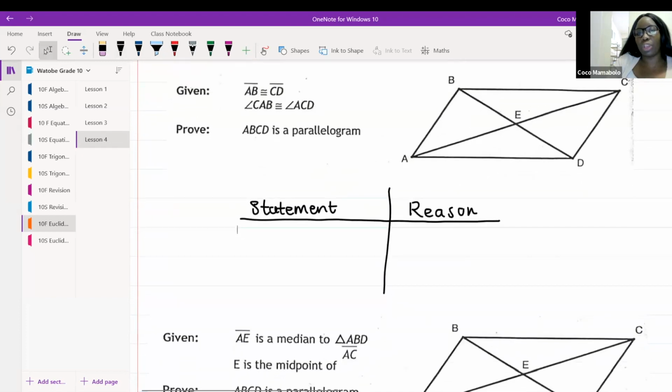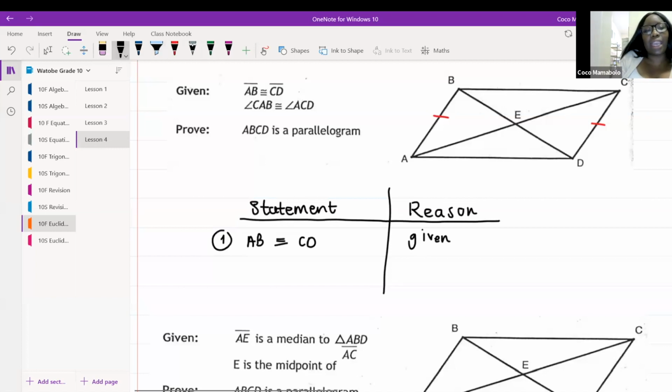Now, here's what we're going to do. We're going to write down what they've given us. They told us that AB is congruent or equal to side CD, right? So that's the first thing they've given us, number one. AB is congruent to CD. I'm not going to draw that little line on the top because we know what it means. This is given information.